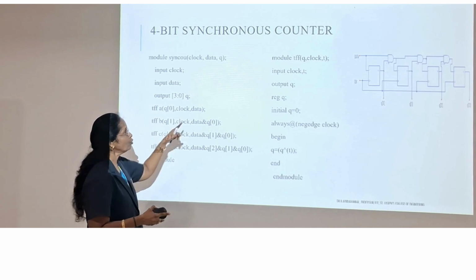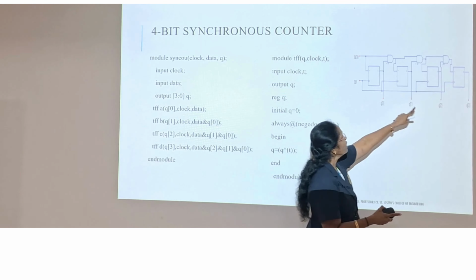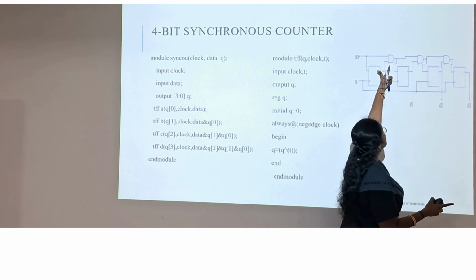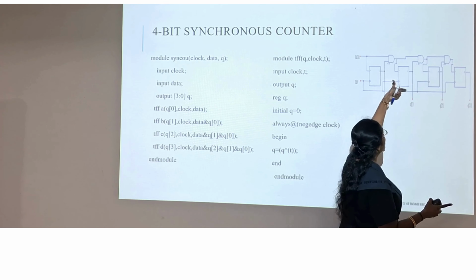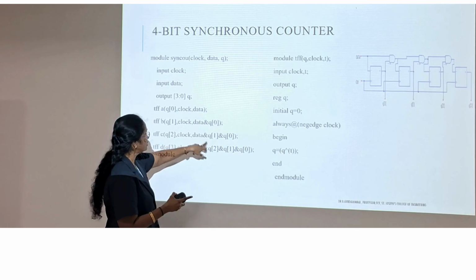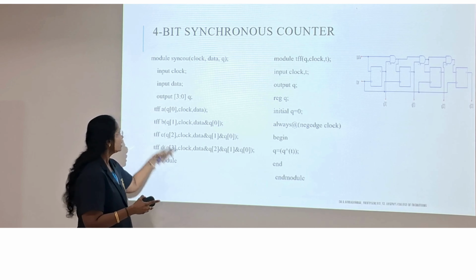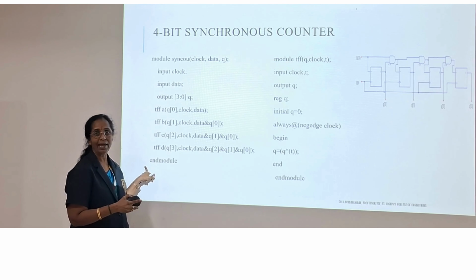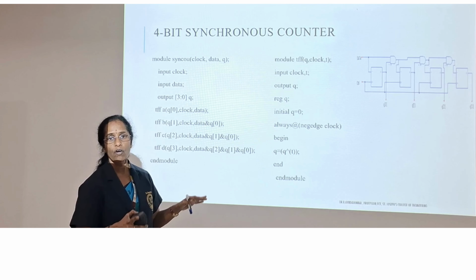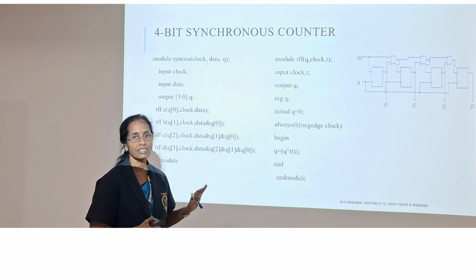Similarly Q of 2. For this flip-flop, what are the inputs? The input is the previous stage's ANDed output along with the state of this one. Therefore, you have already ANDed the data, Q of 0 and Q of 1. And similarly the last one. And then the final keyword is end module. So this is the descriptive way of writing the Verilog code for our synchronous counter.